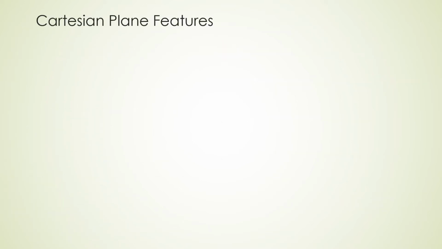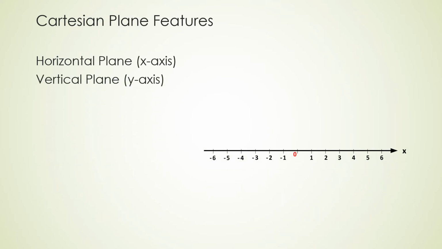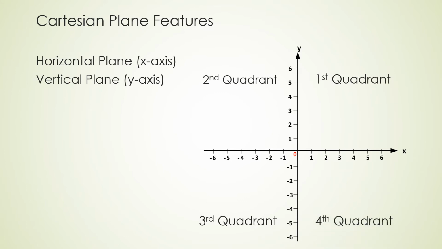What are the features of a Cartesian plane? So we know we have a horizontal plane, or x-axis. We have a vertical plane, or y-axis. And we have 4 quadrants, or 4 quarters. And we know that in each quadrant, the values of x and y are slightly different.